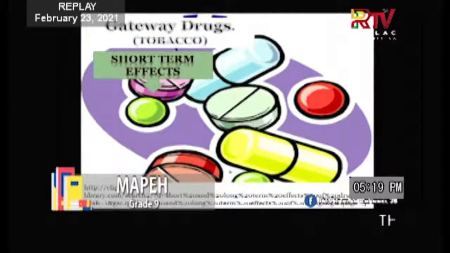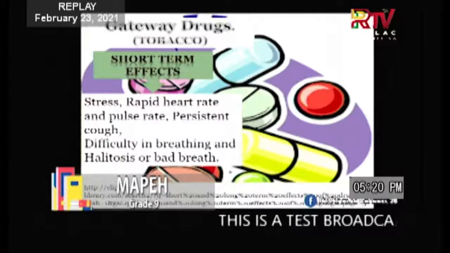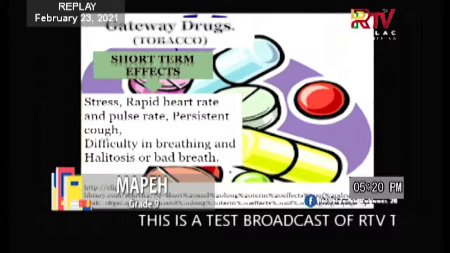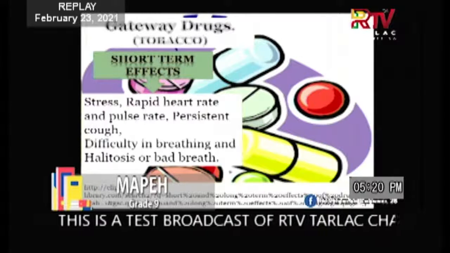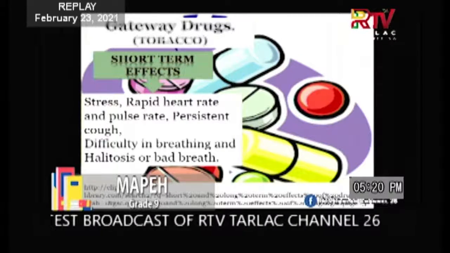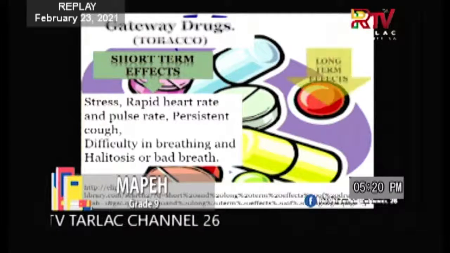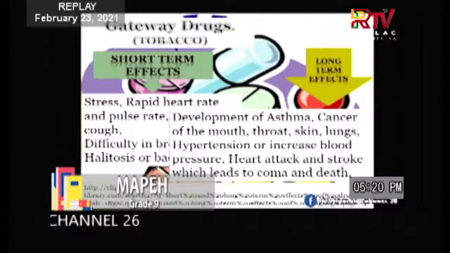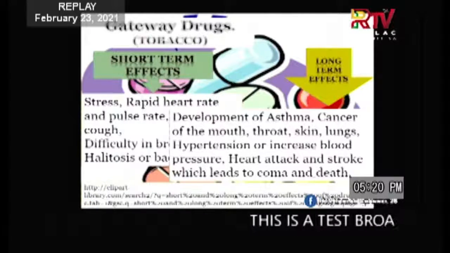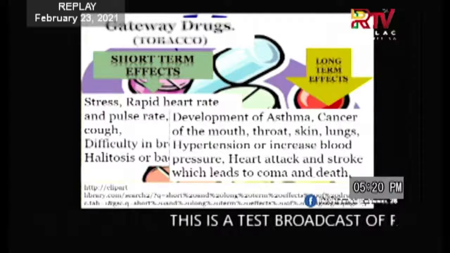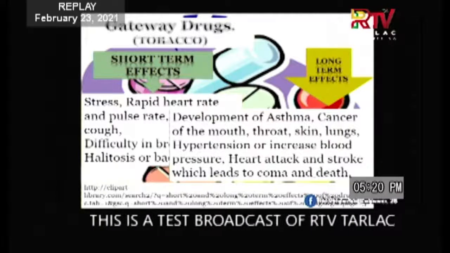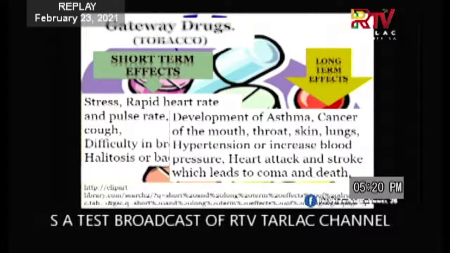Short-term effects of using this are the following: stress, rapid heart rate and pulse rate, persistent cough, difficulty in breathing, and halitosis or bad breath. And the long-term effects of using tobacco or cigarettes are development of asthma, cancer of the mouth, throat, skin, and lungs. And of course, hypertension or increased blood pressure, heart attack, and stroke, which leads to coma and death.